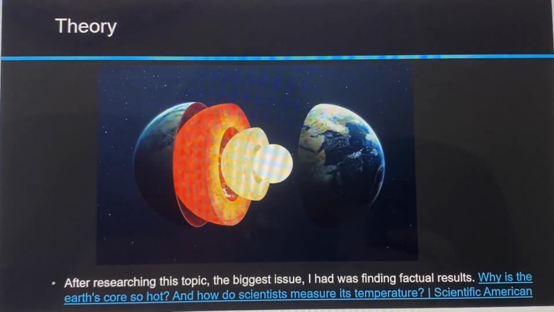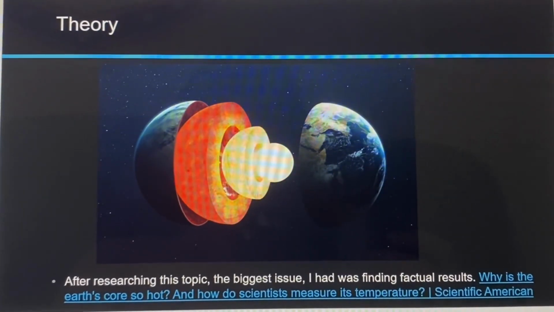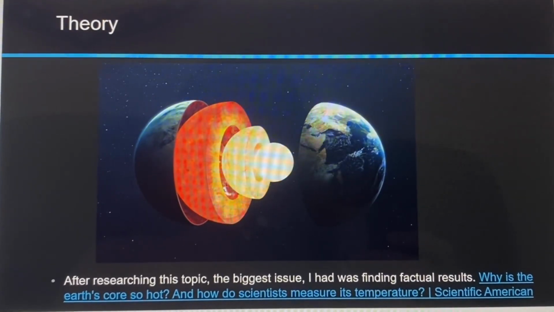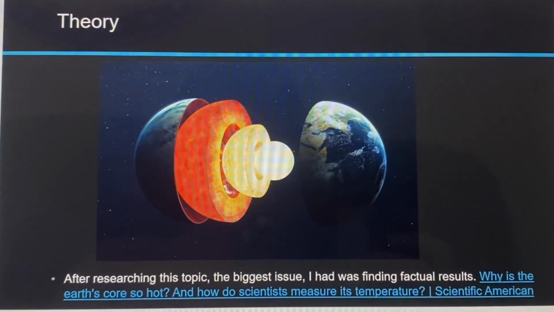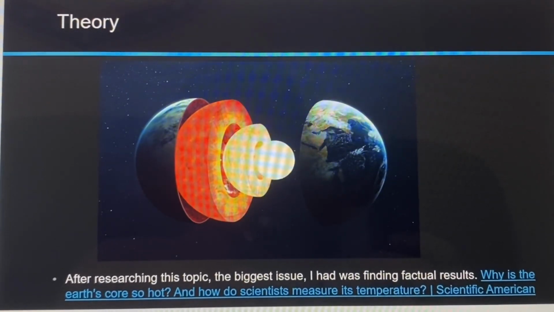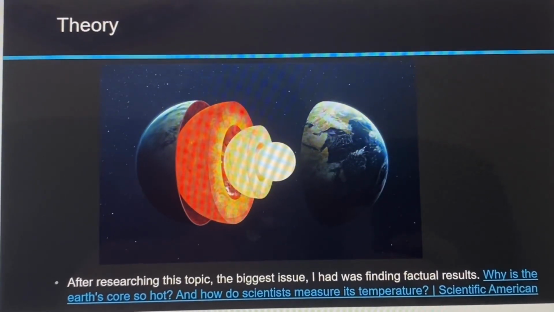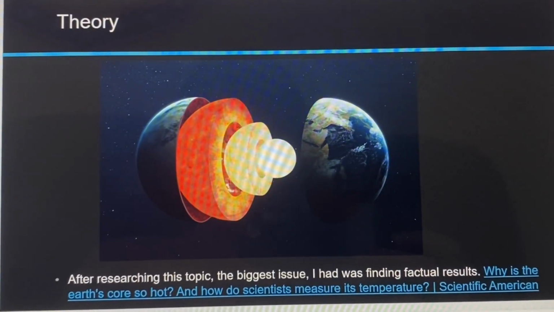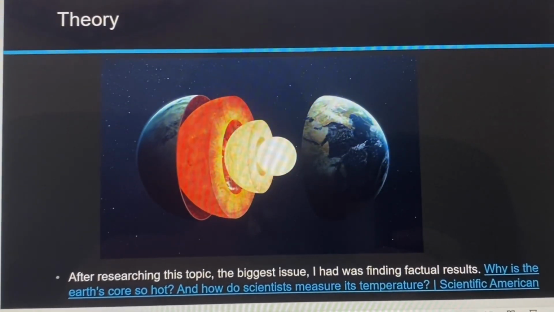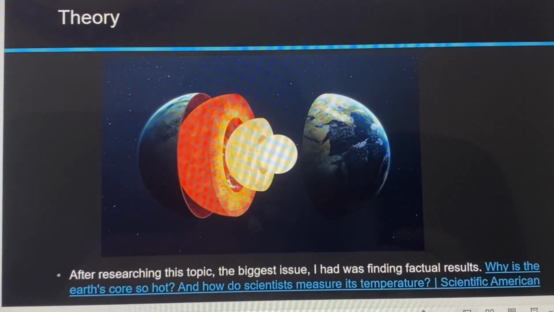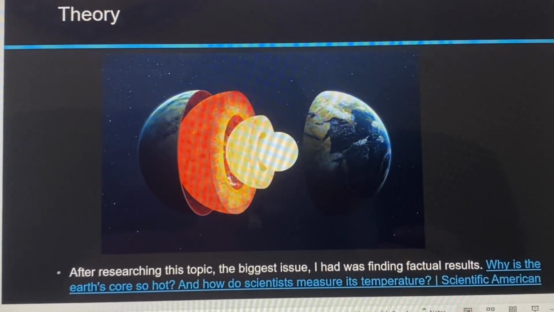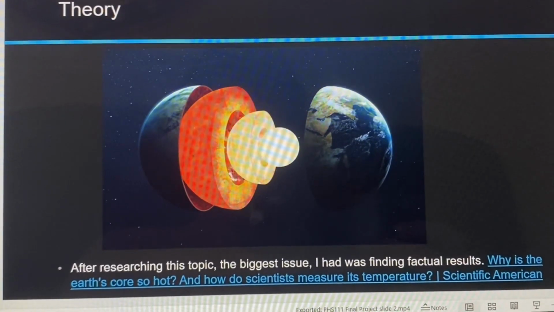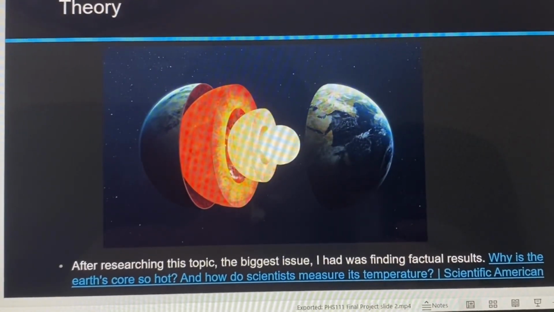Now I would like to talk about the theory side of the temperature of Earth's core. The biggest issue I had during this research process was finding true results of what the true temperature was and how scientists were getting these numbers. I found an article while researching this topic that put things into perspective for me and why I wasn't finding these certain results.